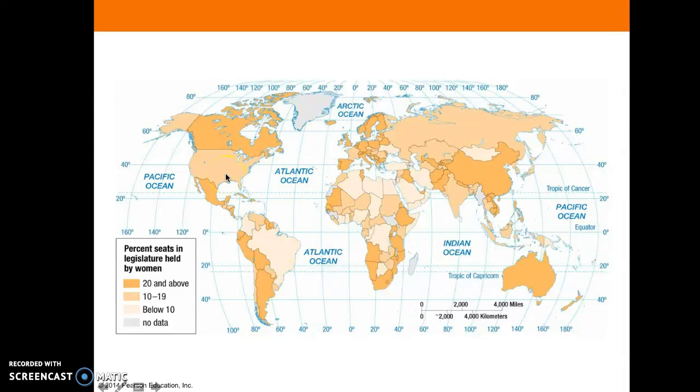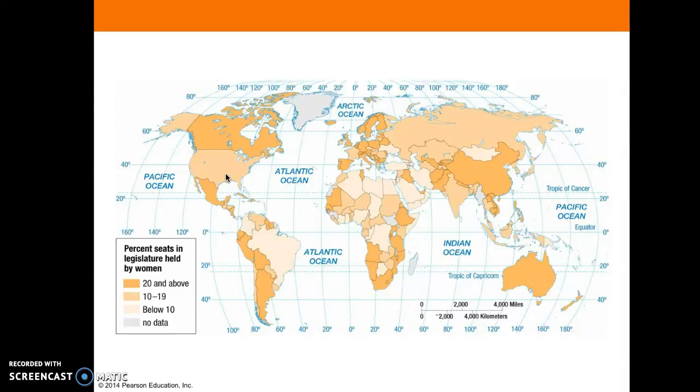The U.S., we're at 19% now, so we actually went up in our last election. We actually have 20% of our Senate seats held by women and 19% in our Congress, our House of Representatives. So we're only 31% below the percentage of women in the country. But we're moving up, and that's good.